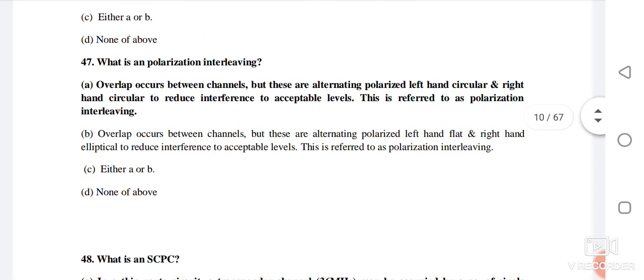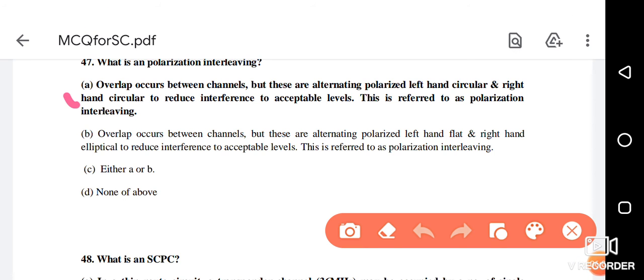Next question. What is polarization interleaving? It is also based on polarization. Overlap occurs between the channels, but these alternating polarizations, left hand circular and right hand circular, reduce interference to acceptable levels. This is called polarization interleaving. So option A is correct.